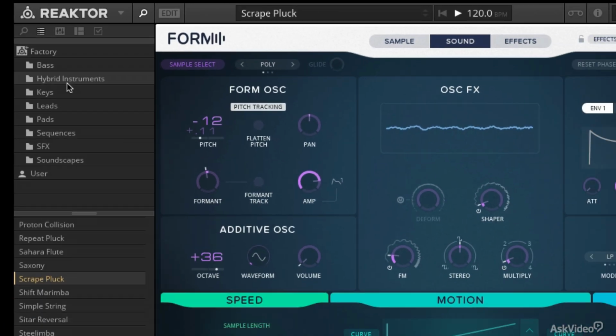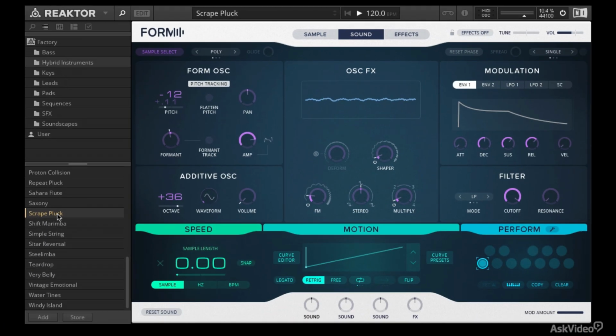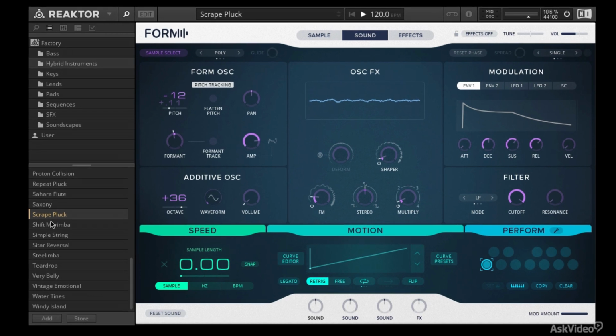This is probably my favorite bank because you get the most unusual sample material, I would say. And we're going to start with this Scrape Pluck. Load that up and play with it a bit.